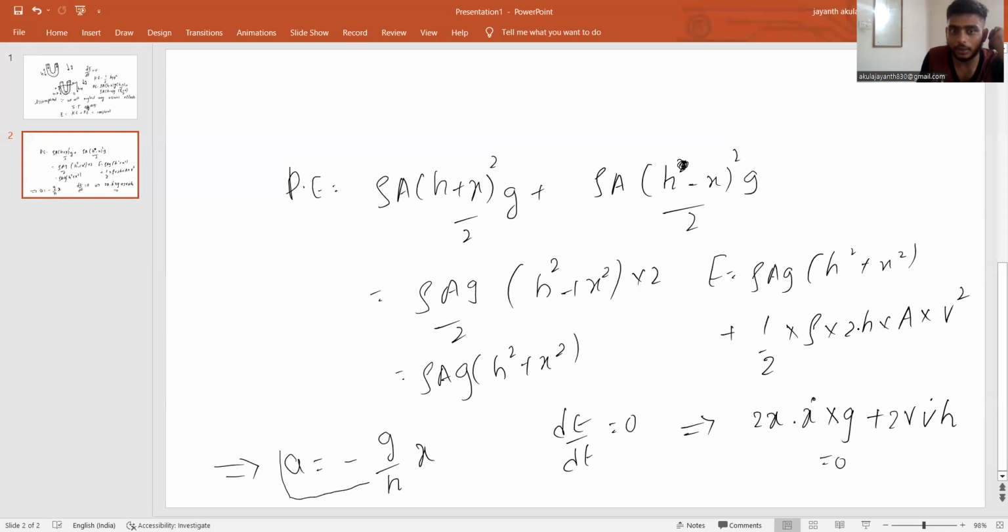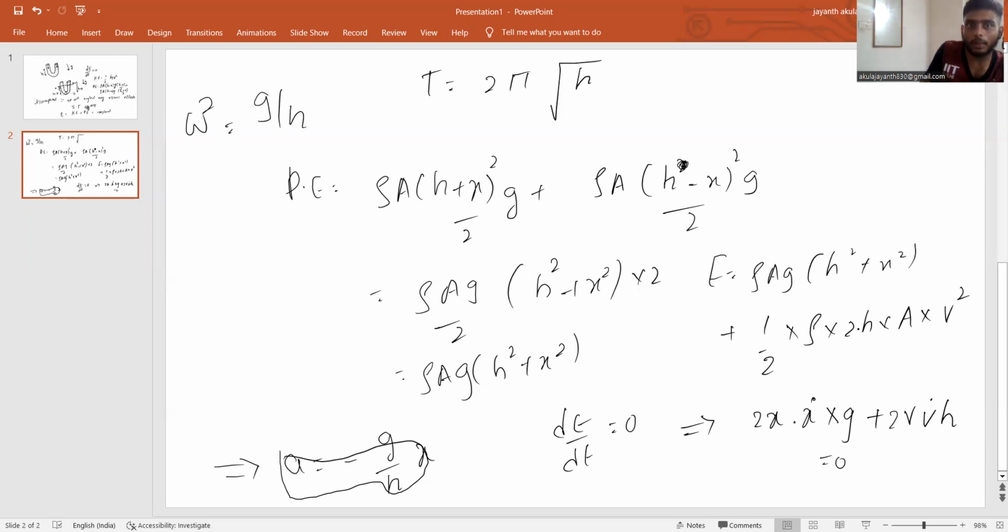This equation represents a simple harmonic motion. So omega square equals g by h. So what is the time period? 2 pi root over h by g. So it's proven.